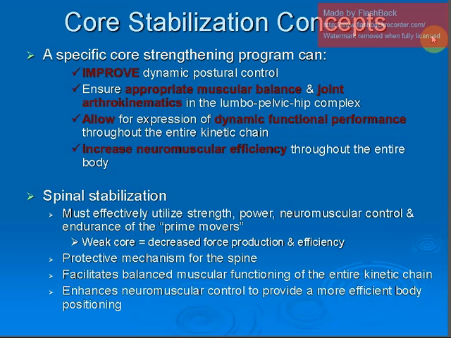The spinal stabilization is equally important. It must effectively utilize the strength, the power, neuromuscular control, and endurance of the prime movers. If there is a weak core, there is a decreased force production and decreased efficiency. The protective mechanism for the spine decreases if there is a weak core. So the spinal stabilization exercises act as a protective mechanism for the spine. It facilitates balanced muscular functioning of the entire kinetic chain, and it enhances neuromuscular control to provide a more efficient body positioning.